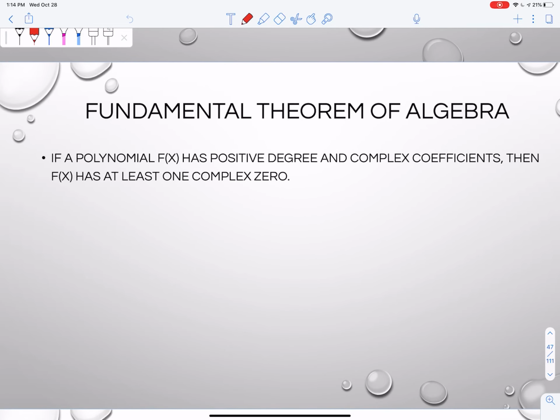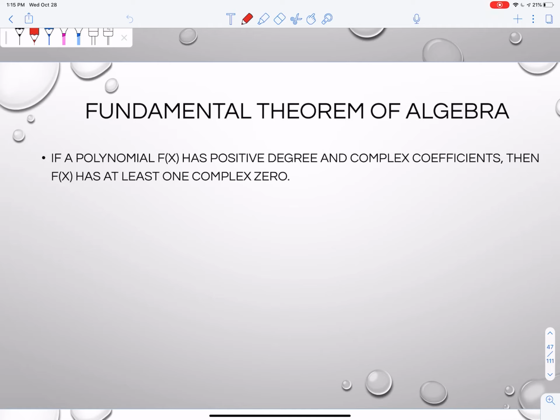This one is nice to know, but it's kind of captain obvious. It says that if a polynomial function has a positive degree, thus meets the definition of a polynomial function, and complex coefficients, then that function must have at least one complex zero. All it's saying is that a zero must exist. Nothing crazy here. It doesn't have to be a real zero or solution. It can be complex, right?